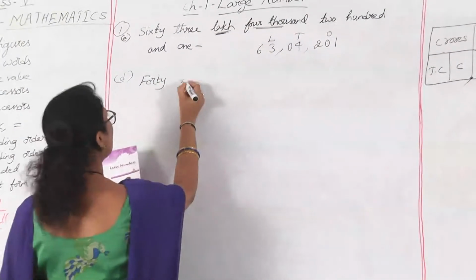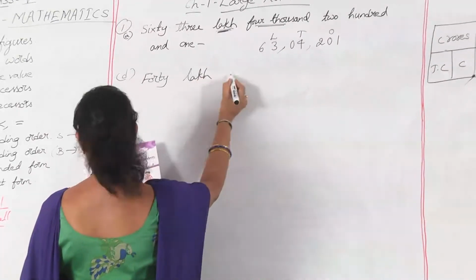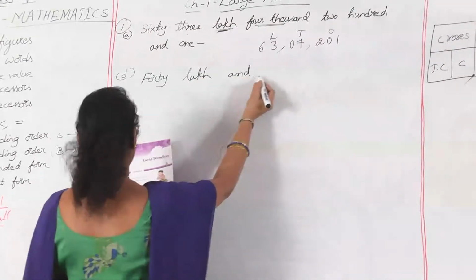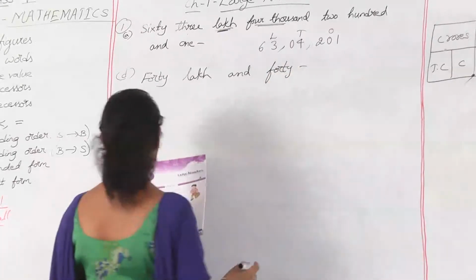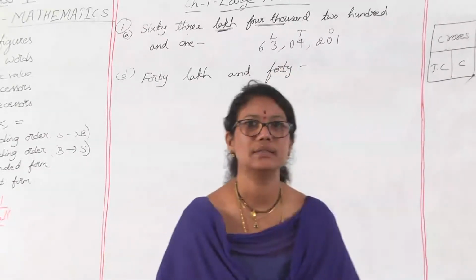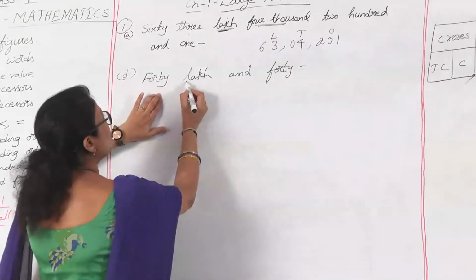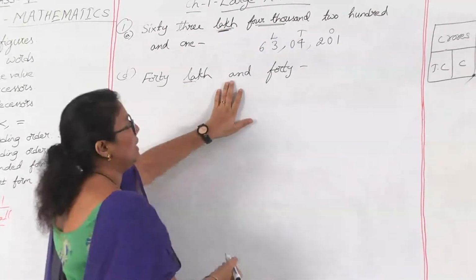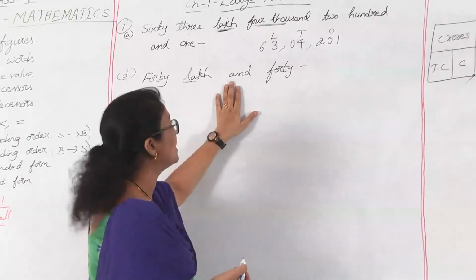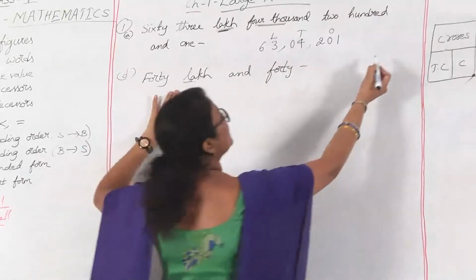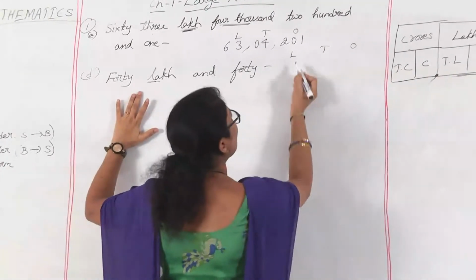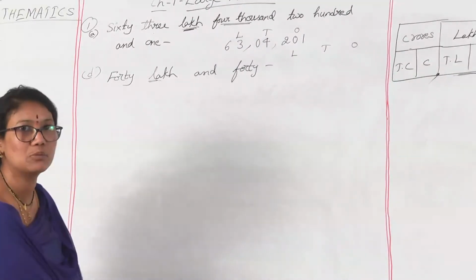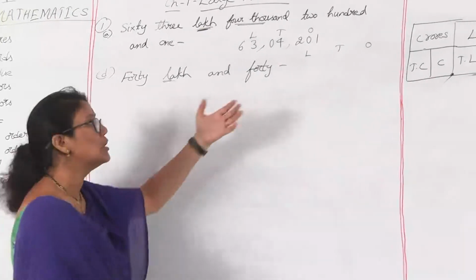40 lakh and 40. 40 lakh and 40, yes. Now it is mentioned about lakhs period and not mentioned about thousands period here, so you should be more careful. So first write the places, ones place, then thousands place and lakhs place. If you can write it directly, it's up to you, otherwise better write the periods first.